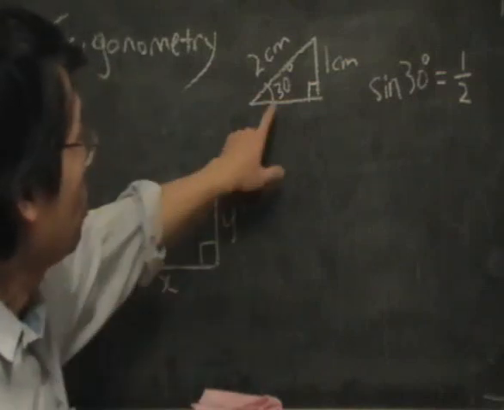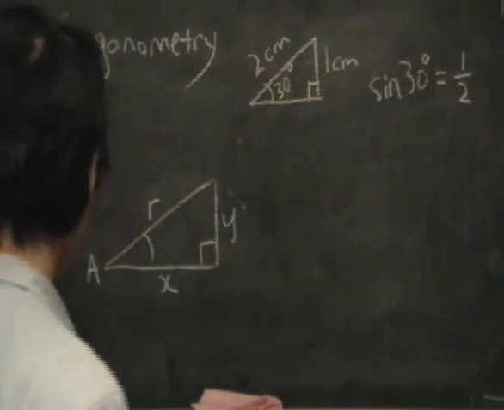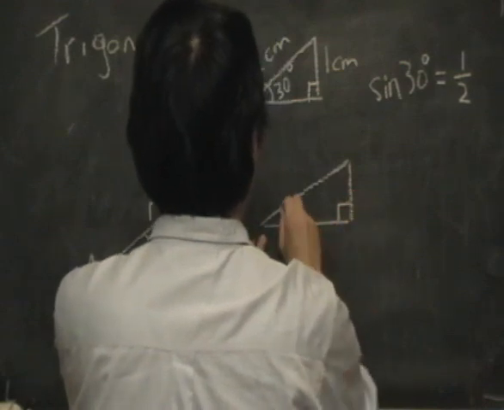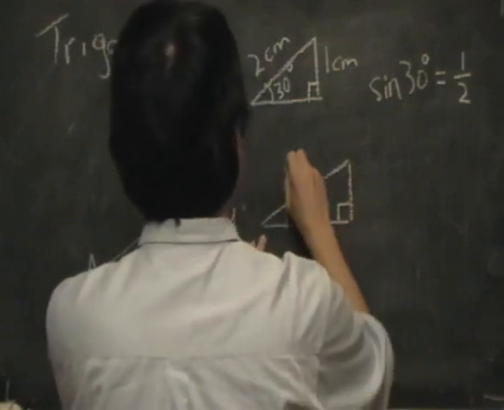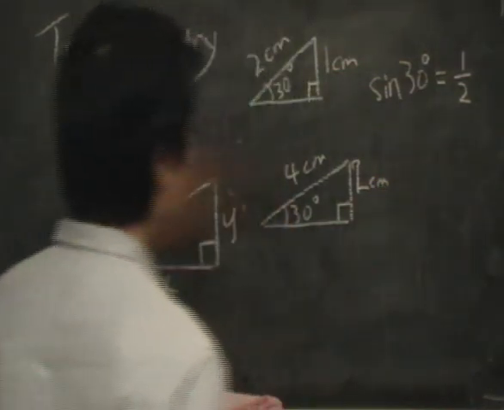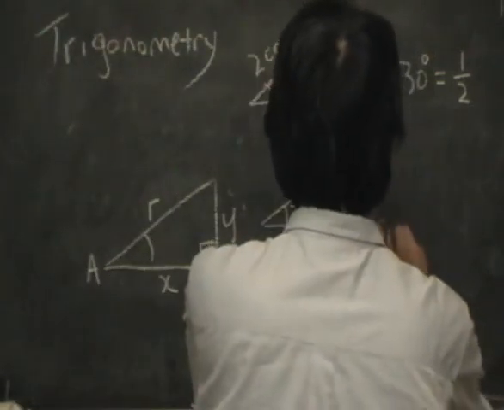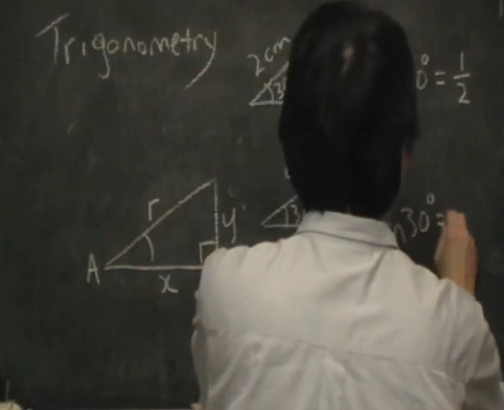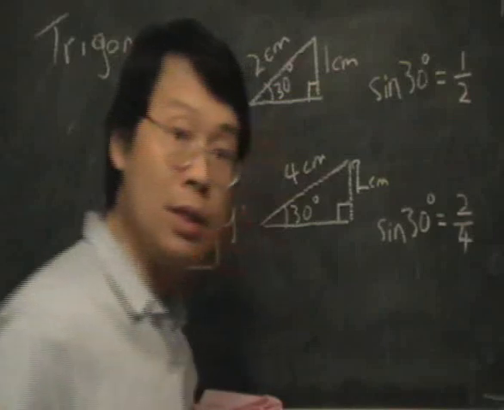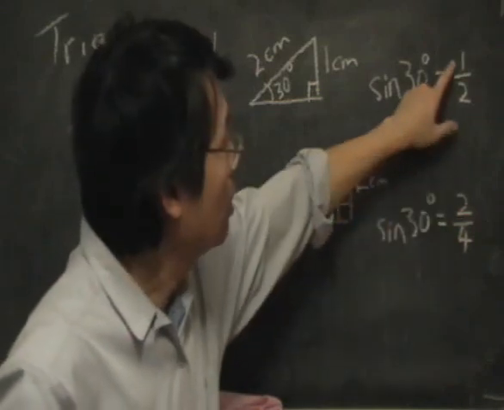But what if I have a bigger triangle with the same angles, like that? Right angle, 30 degrees, but this time this is 4 centimeters, this is 2 centimeters. So what is the sine of 30 degrees this time? Let's check. Sine of 30 degrees is 2 divided by 4. And you will find that the answer is exactly the same. 2 over 4 is the same as half.